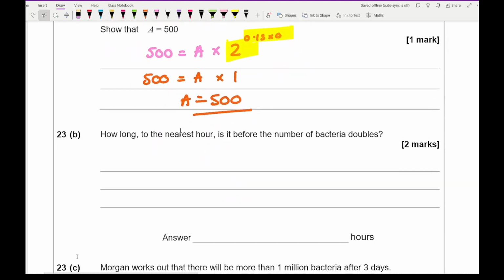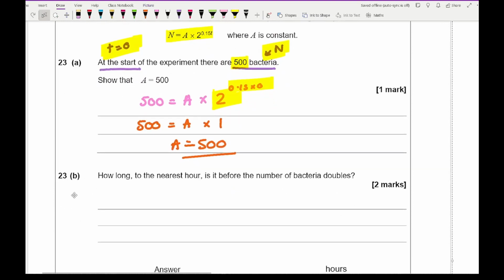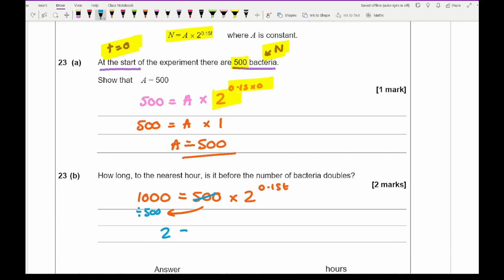It then says for question B, how long to the nearest hour is it before the number of bacteria doubles? So what we're looking for here is, well, if the bacteria doubles, then this is going to be 1000, and the formula is 500 multiplied by 2 to the power 0.15t. So then if I take the 500 over to the side, it's going to be 2. So if I divide by 500, I get 2 equals 2 to the power 0.15t.